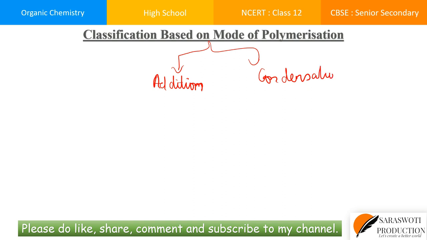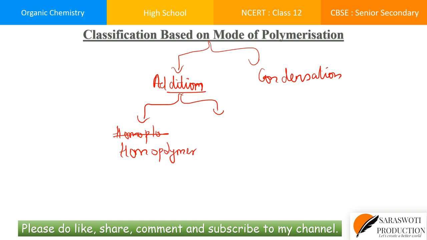Again, under addition, you have two more types. We can talk about them in detail in a moment, but for now I'm just showing you how it is branching out. One is called homopolymer, H-O-M-O, homo, polymer, okay. The other one is called copolymer. So in general, the mode of polymerization is branched like this. You have addition, condensation, homo, and copolymer, okay.